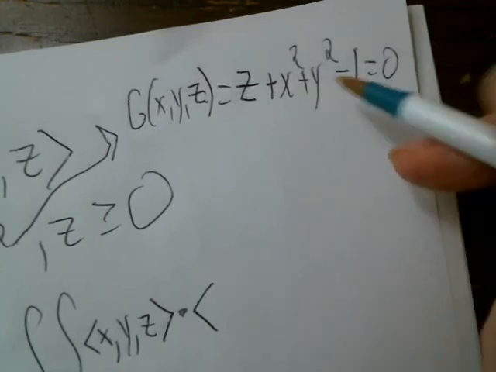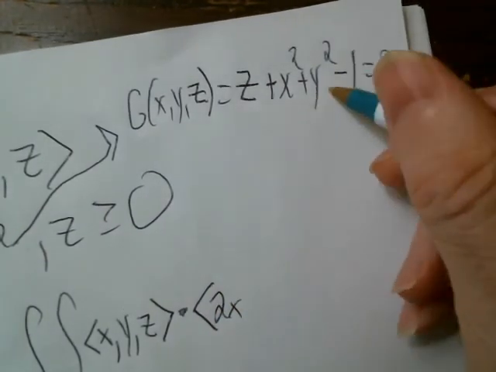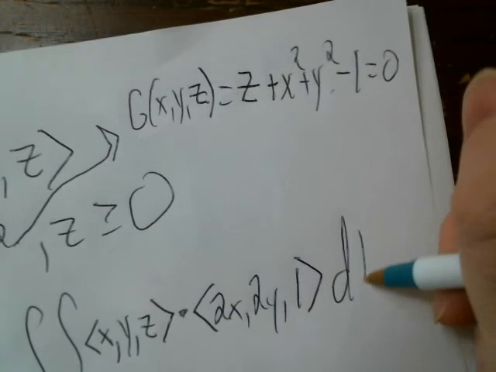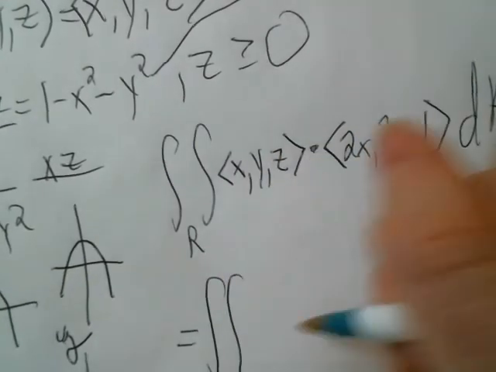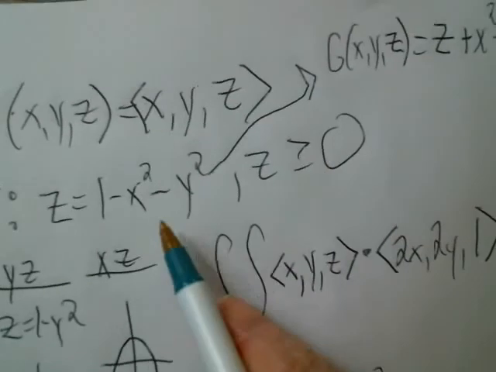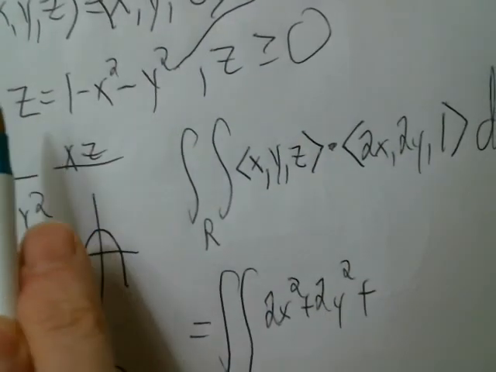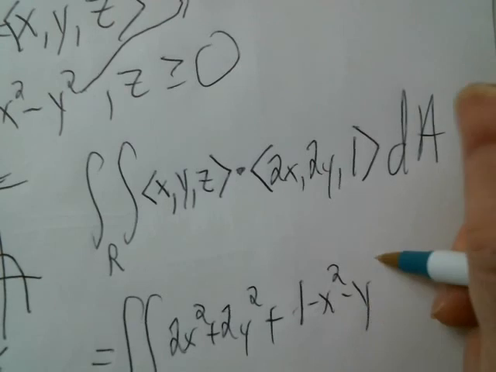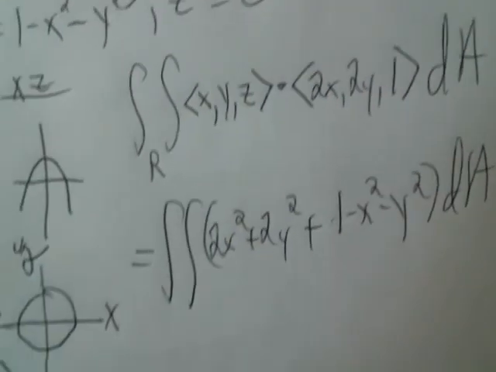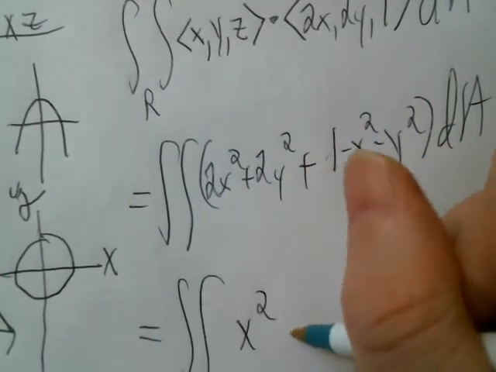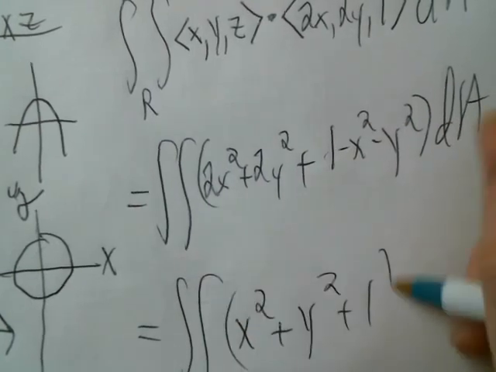So the derivative with respect to x is 2x, with respect to y is 2y, and with respect to z is 1. And then we have dA. All right, so let's dot product that. It's 2x squared plus 2y squared plus z, but we're going to rewrite z because we want everything in terms of x, y. You can use this expression to rewrite z as 1 minus x squared minus y squared, times dA. Simplify that, and we get 2x squared minus x squared is x squared, likewise for y squared, and then plus 1 dA.